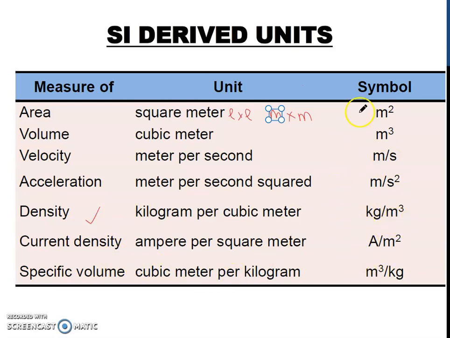This is all the SI derived units. Then you have current density and specific volume.